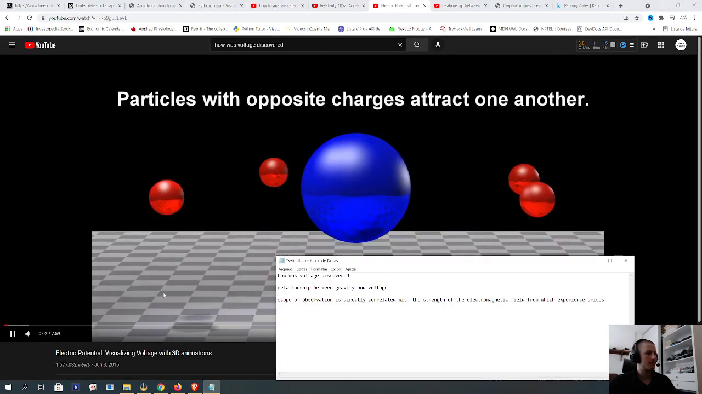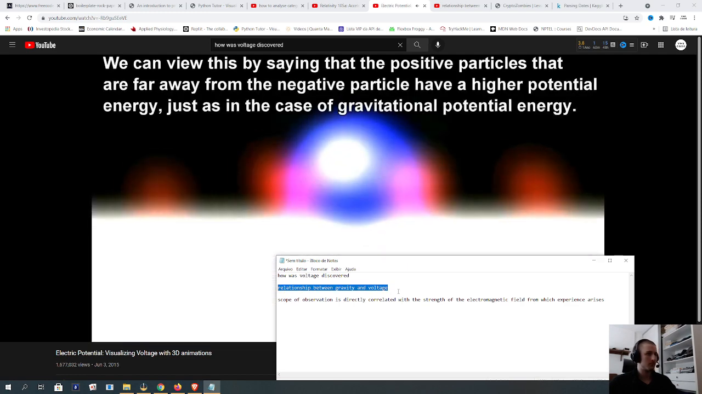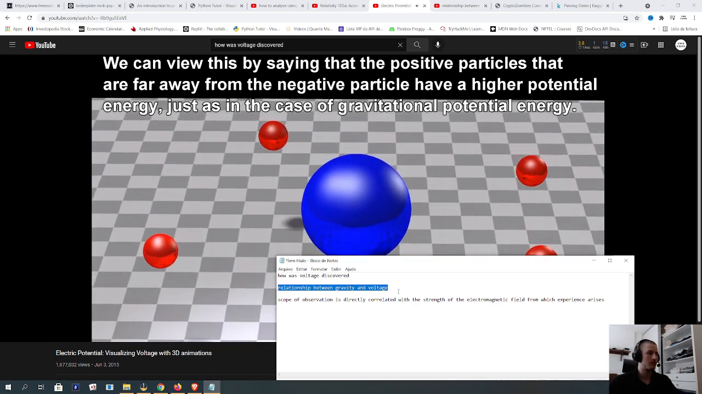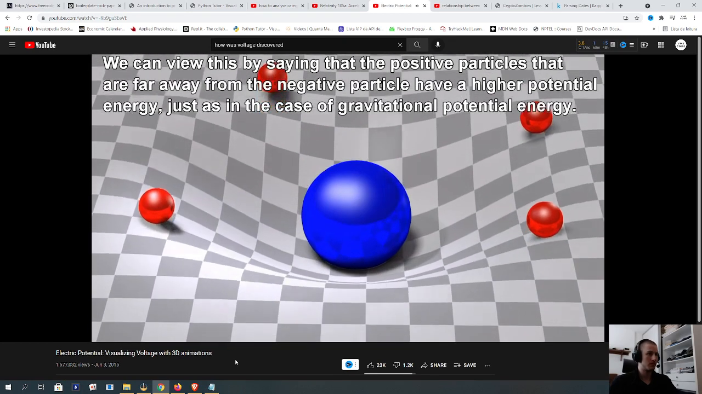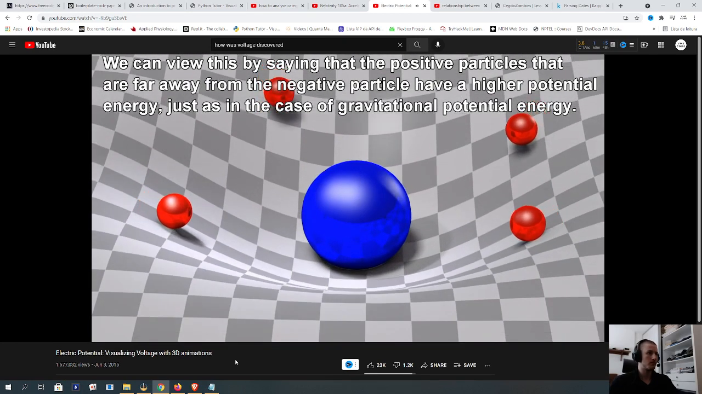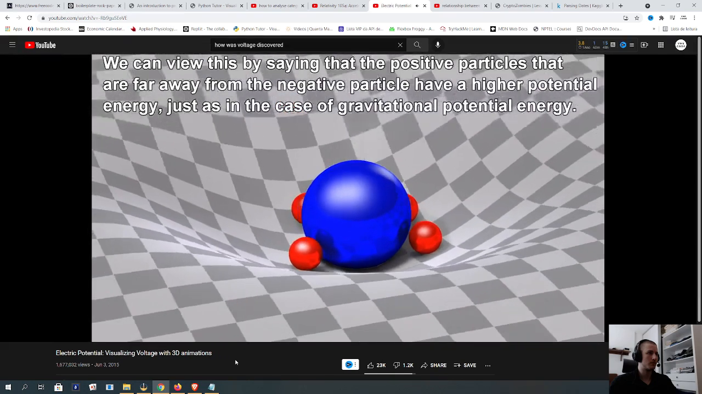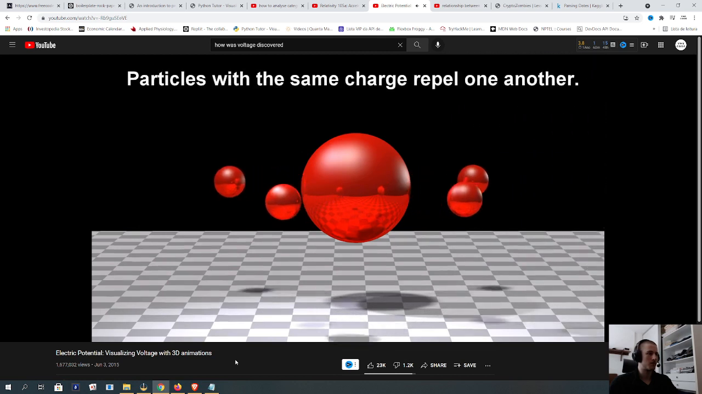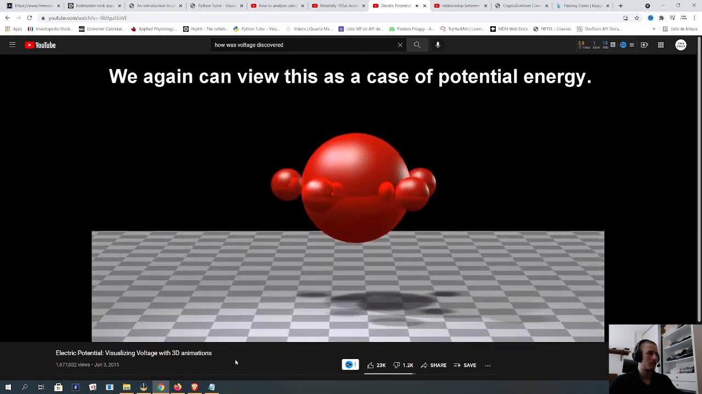Particles with opposite charges attract one another. We can view this by saying that the positive particles that are far away from the negative particle have a higher potential energy, just as in the case of gravitational potential energy. Particles with the same charge repel one another. We again can view this as a case of potential energy.